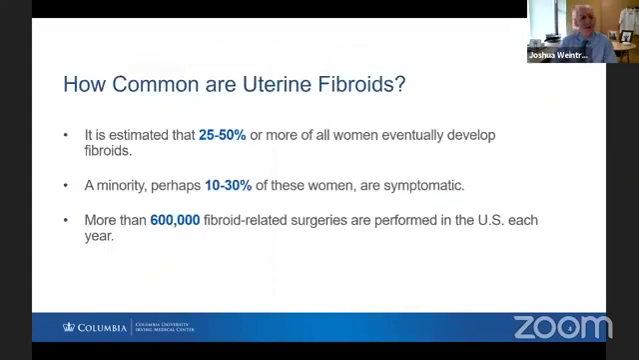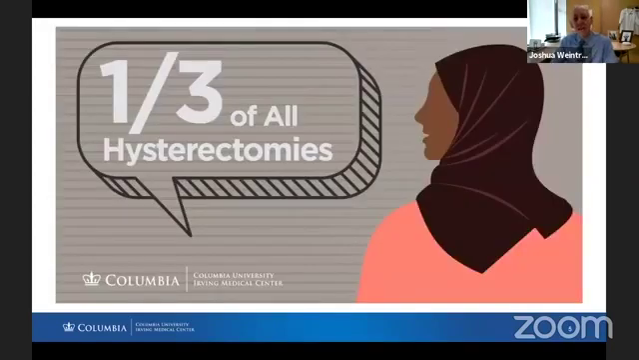So how common are these? It's really interesting. Up to about 50% of women eventually develop fibroids. The fortunate thing, though, is even though these occur, the vast majority of patients are asymptomatic. Only about 10 to 30% of patients develop symptoms and need treatment for fibroids. And because of this, this is really the most frequent indication for hysterectomy in the United States, with over 600,000 hysterectomies being performed related to fibroids. It's really amazing that a third of all hysterectomies are due to fibroids themselves.